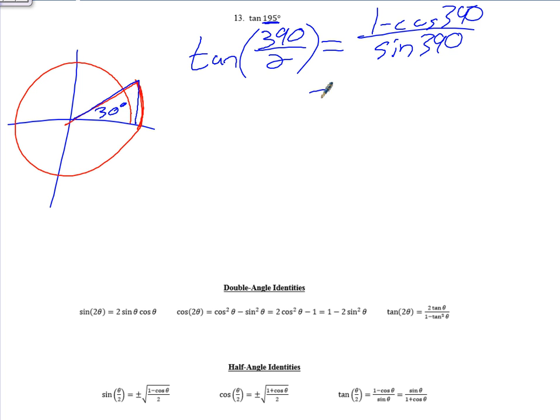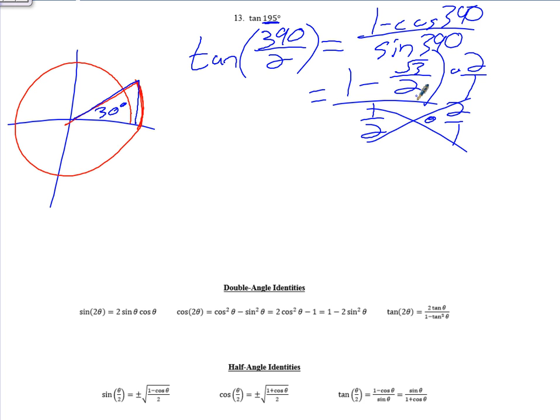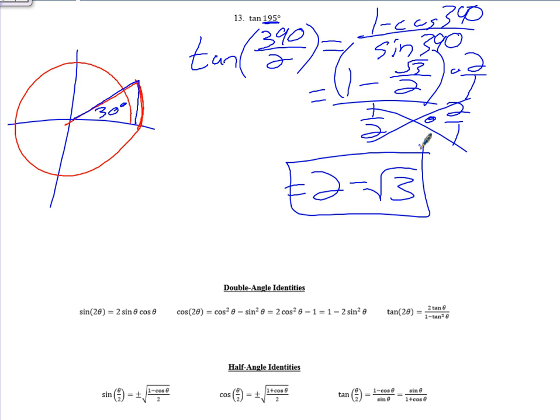So you're going to have 1 minus the cosine of 30, which is root 3 over 2, over the sine of 30, which is 1/2. To get rid of this compound fraction, we multiply by the reciprocal of the denominator. And again, we've talked about this before, but we have to make sure you multiply the entire numerator by 2. So you'd end up with 2 minus root 3. And that's a common answer we get with these types of problems.